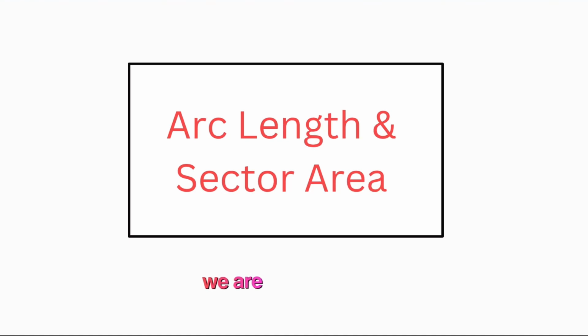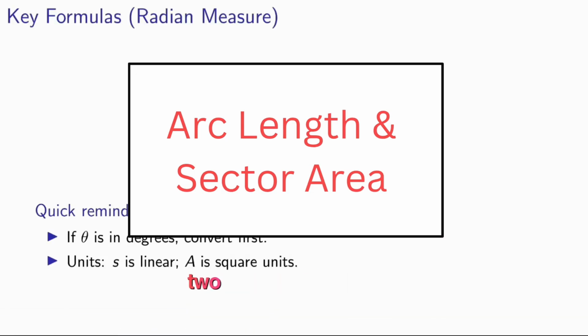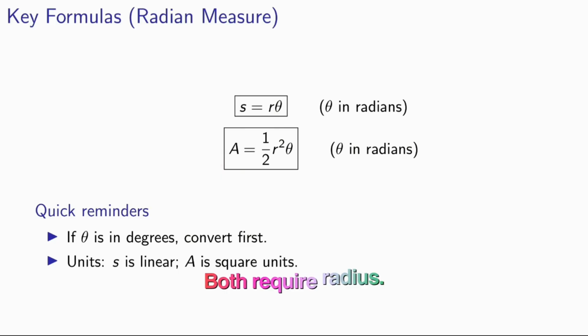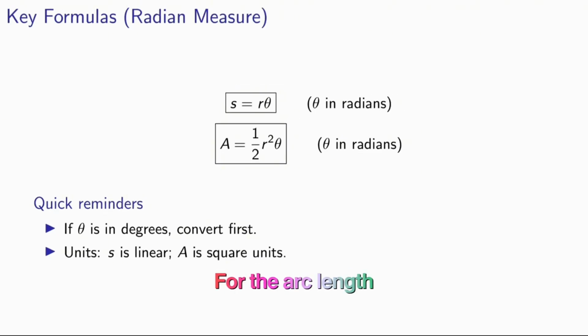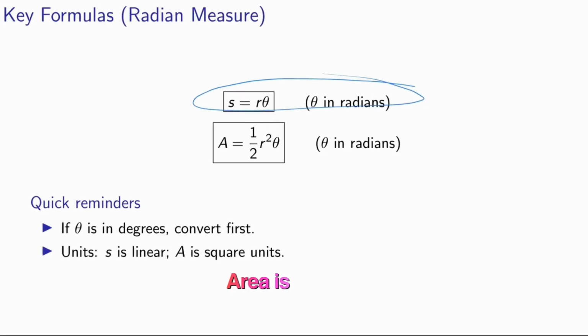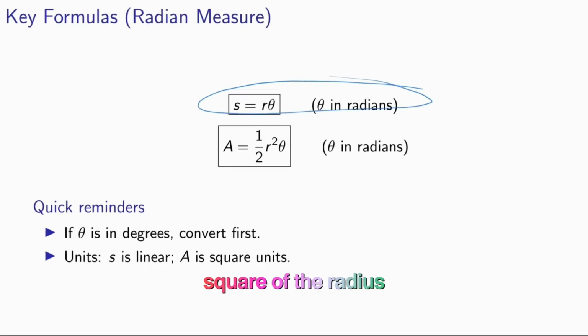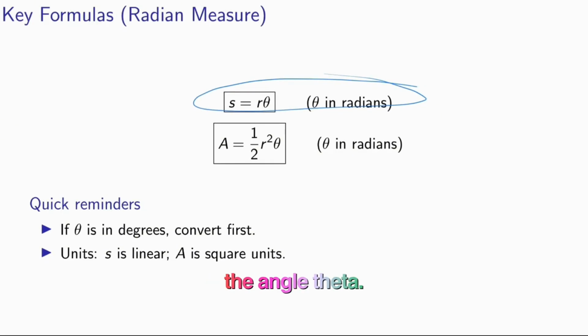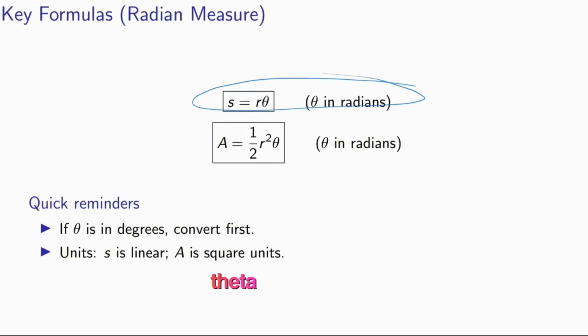In this video, we are covering one of the easiest topics: arc length and the area of a sector. It's basically just two formulas. Here are the only two formulas you need. Both require the radius. For the arc length, you multiply the radius and the angle, which is in radians. Area is half the square of the radius multiplied by the angle theta. Two things you need to remember: if theta is in degrees, convert first to radians.